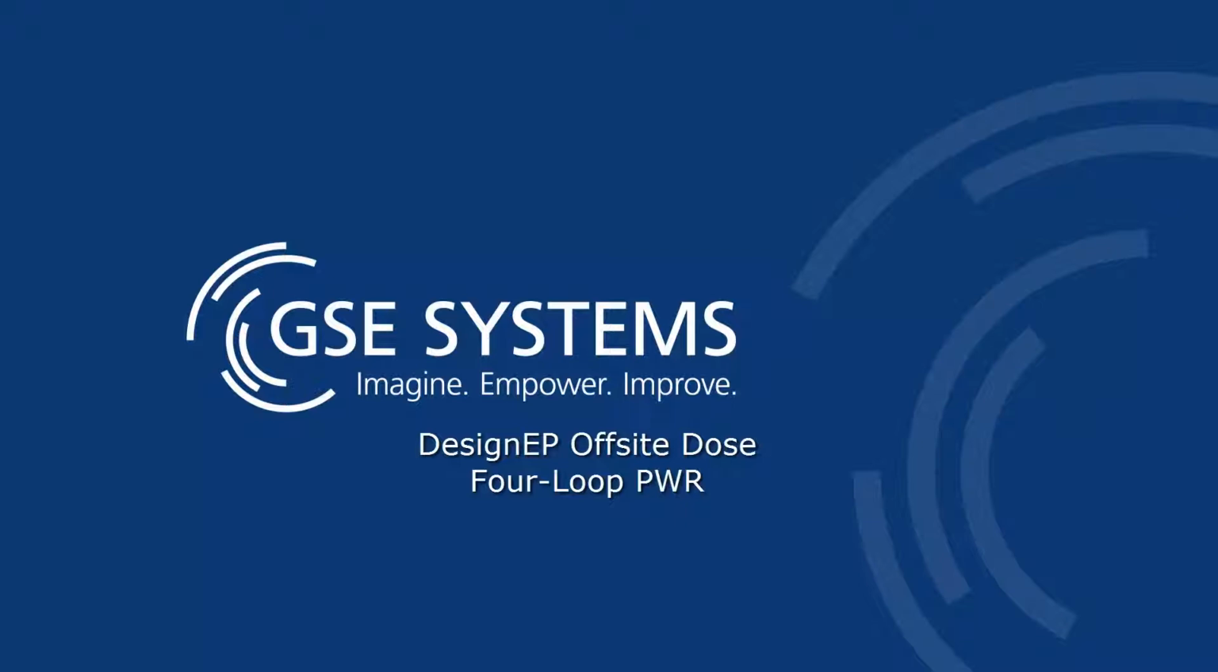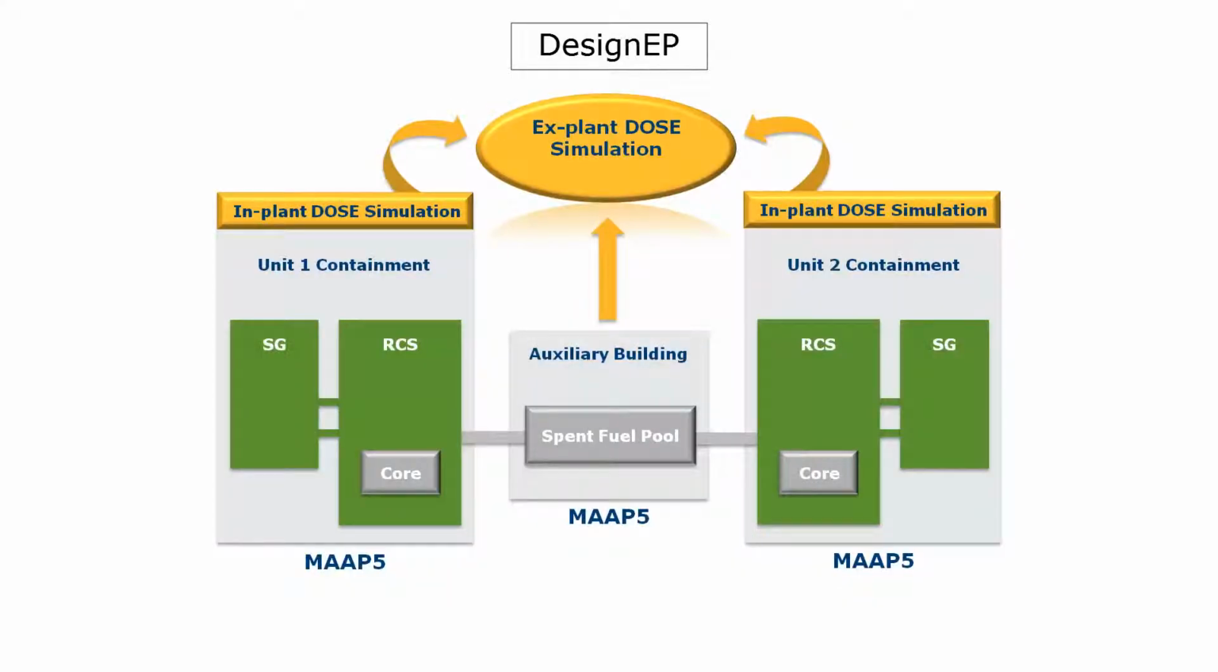We will show that the desktop design EP has the capability to simulate real-time offsite dose distribution responding to interactive weather conditions. The demonstration plant for this scenario is a four-loop PWR plant. The plant has two units with a spent fuel pool and a shared auxiliary building between them. The EPRI MAAP program running on the design EP platform is used to model all components in both operating units and the auxiliary building. The MAAP program also includes the offsite dose model that this video focuses on.